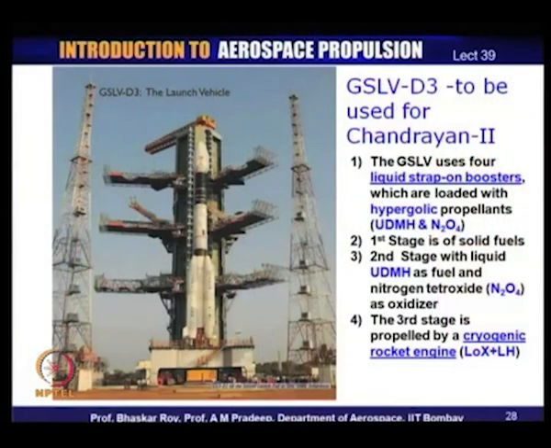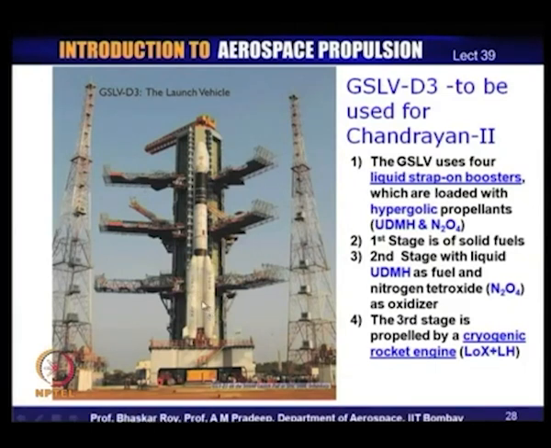What we are looking into is Chandrayaan-2. It will be launched with the help of GSLV, which is the Geosynchronous Satellite Launch Vehicle, and this uses a more complicated, more involved rocket propulsion system. It has 4 liquid strap-on boosters. If you look at the picture here, you will see these boosters which are wrapped around the main core of the rocket. So, there are 4 of them, you can see 2 of them on this side.